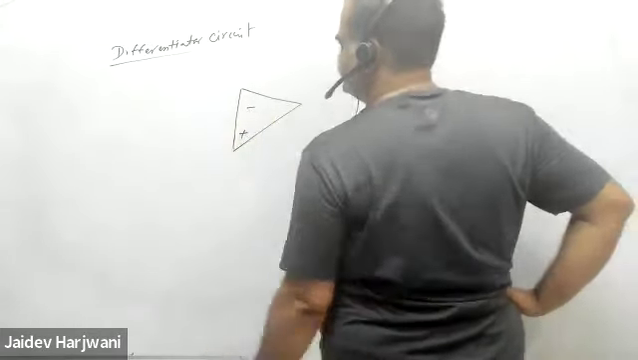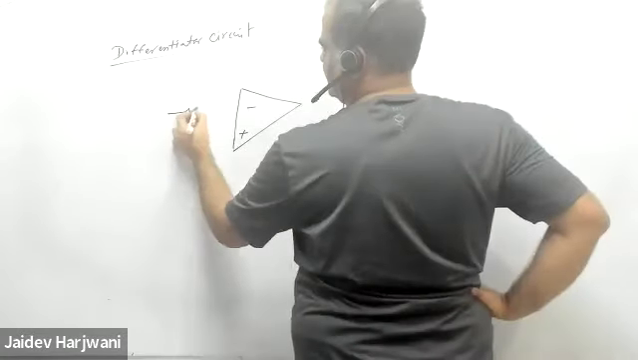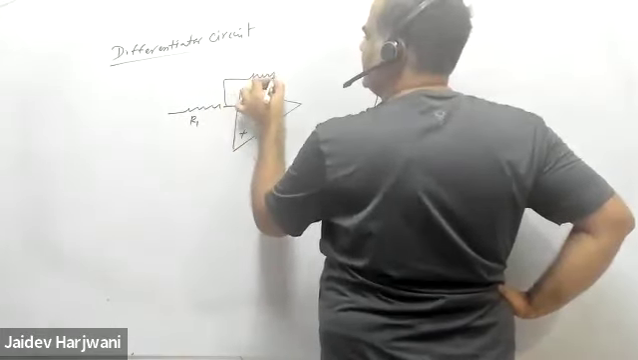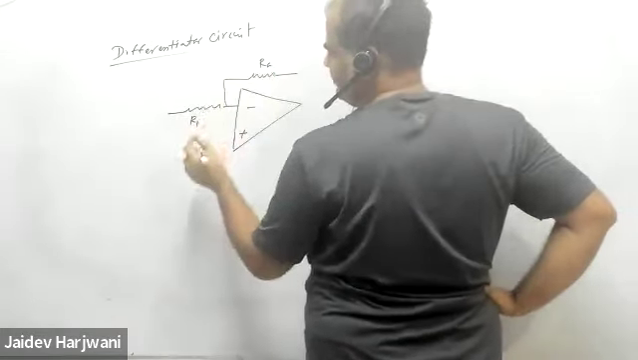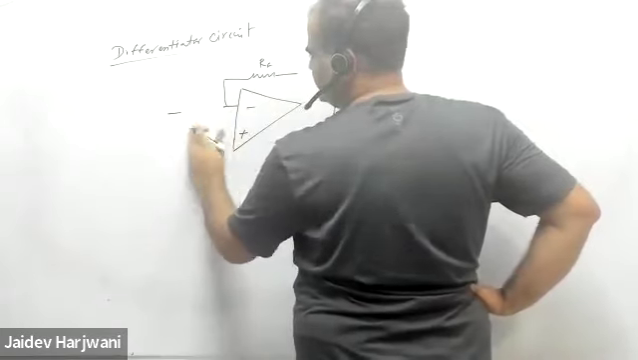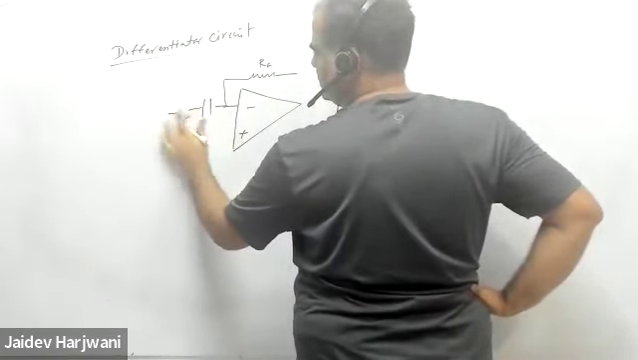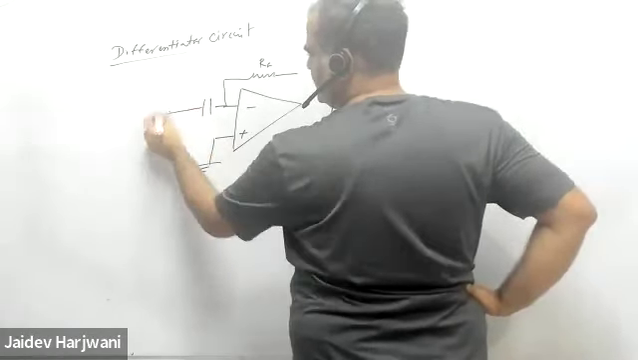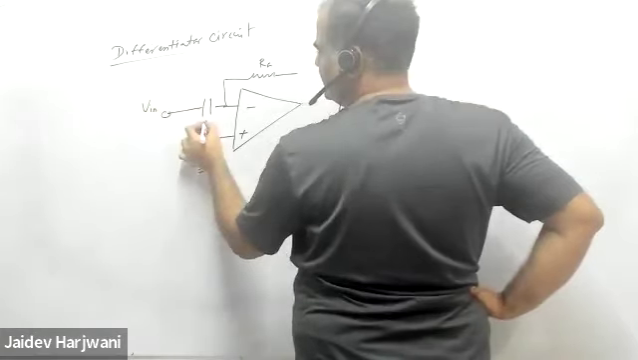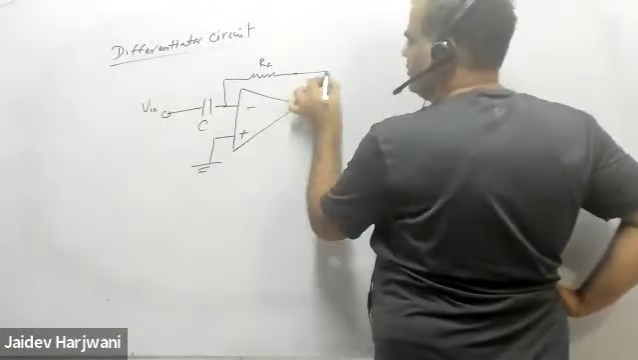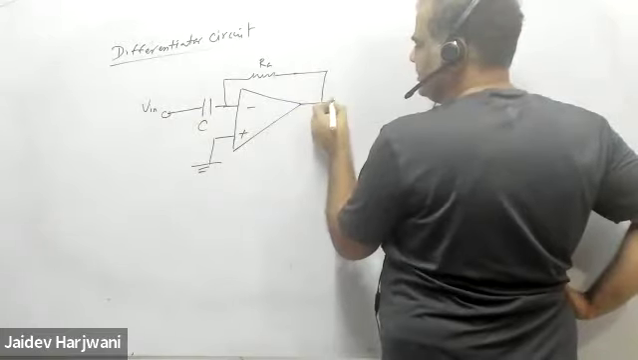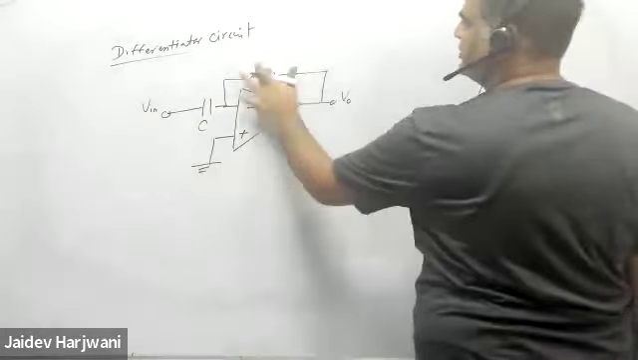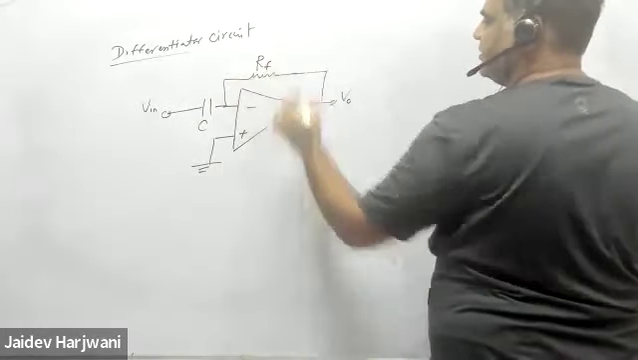So this is your minus, plus, this is your R1, your Rf. So if I put a capacitor here, instead of resistor, I put a capacitor here. I'm applying V input here. Is C. And now I want to find what is V naught here.